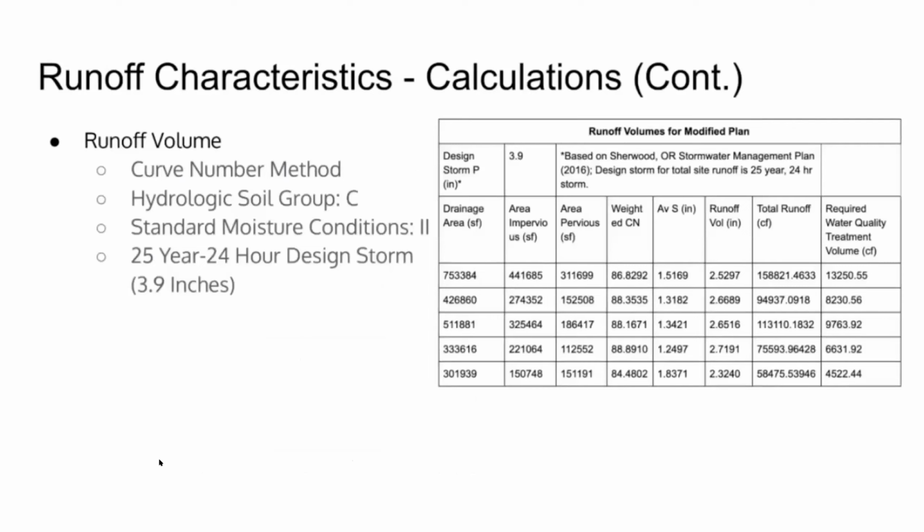Another set of calculations we performed were the runoff volume calculations for each drainage area. This is determined through the curve number method. Some input factors that we made were categorizing our hydrologic soil group as group C because the area seems to have moderate or poor draining soil, setting our standard moisture conditions to 2, and accounting for a 25-year, 24-hour duration design storm to comply with the City of Sherwood Stormwater Management Plan. On the right is a table displaying all these values.